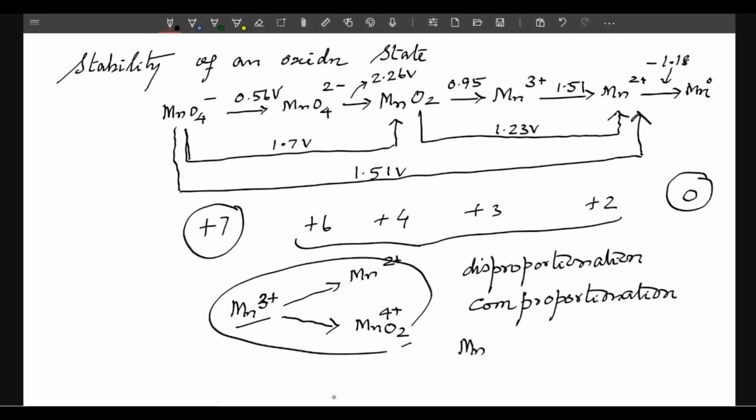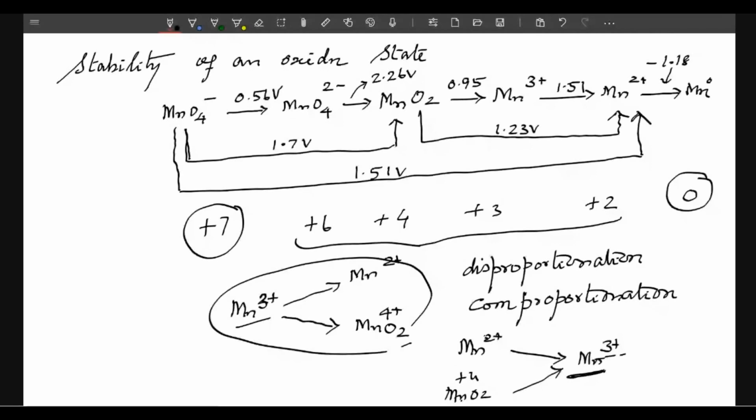Consider this reaction in the reverse manner. Manganese 2 plus undergoes oxidation to give Mn3 plus, and the nearby higher oxidation state, plus 4, undergoes reduction to give the same Mn3 plus. Here two different oxidation states of a species undergo oxidation as well as reduction simultaneously to give a species of intermediate oxidation state. 2 plus, 4 plus, and the product has oxidation state 3 plus. This reaction is called comproportionation reaction.